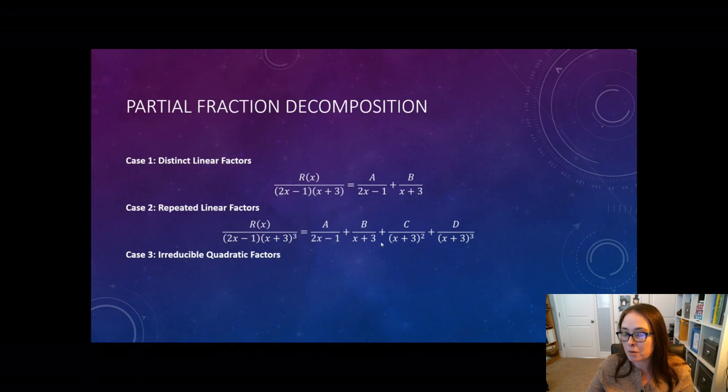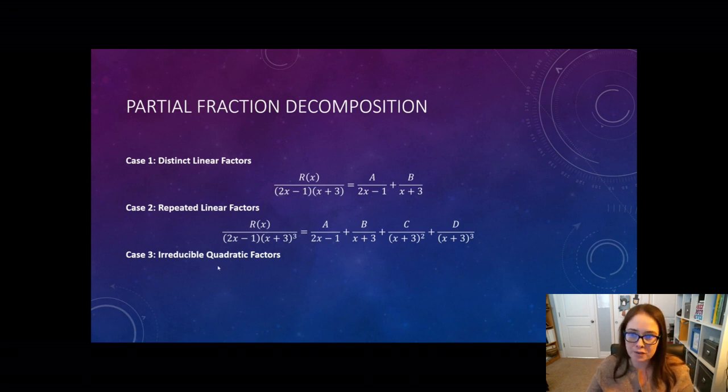So this is a third power, so I have x plus 3 to the first, to the second, and to the third. If it had been to the fourth on the left side, then I would have had another fraction with an x plus 3 to the fourth there. And just like with the first case, the numerators are going to be constants for each one of these.